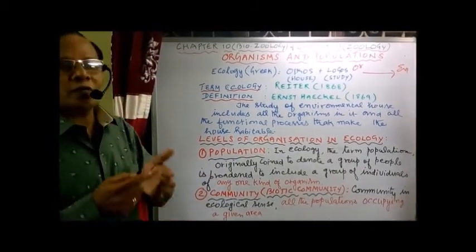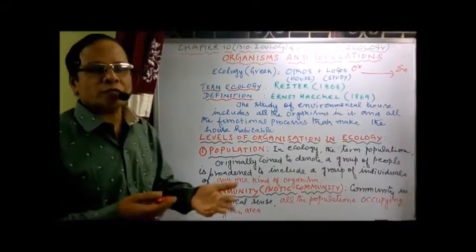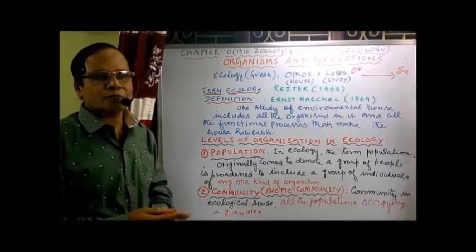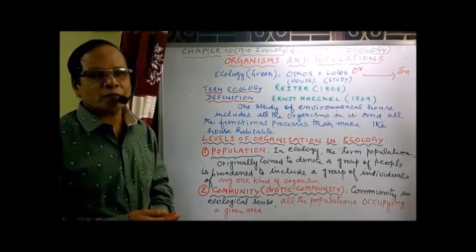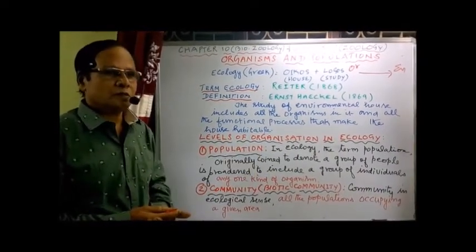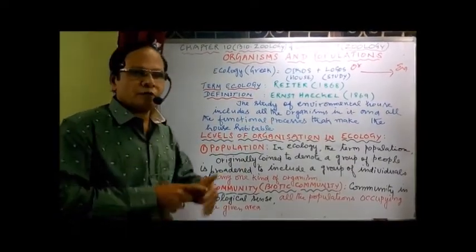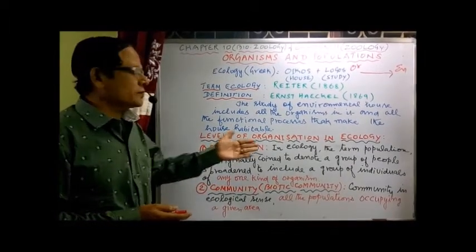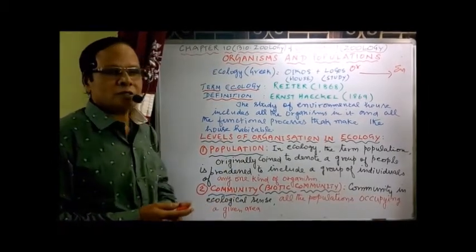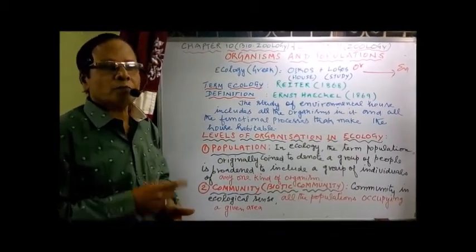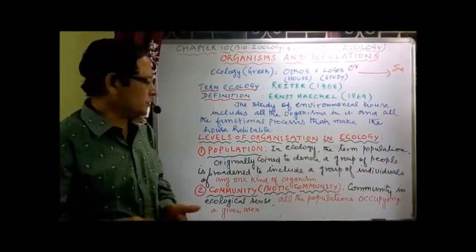Then we have different levels of organization in ecology. Number 1, population; number 2, community; number 3, ecosystem; number 4, biome; and number 5, ecosphere. These are the different levels of ecology, the five levels as per the book: population, community, ecosystem, biome, and finally ecosphere. We'll see the definitions one by one first, then we'll go into the lesson.